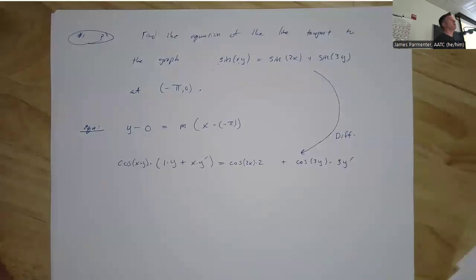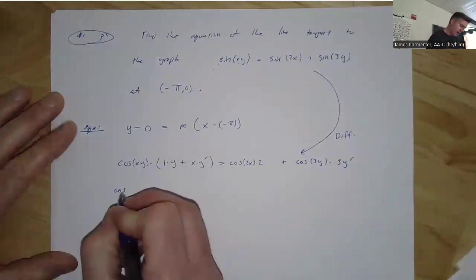The thing I really wanted you to see with this implicit differentiation problem versus the other one we did is that in this one, since you're being asked to find the slope of a tangent line at a particular point, plug in your point right after you differentiate both sides. There's no need to do any more algebra solving for y prime here. Just plug in negative pi for x and 0 for y. So doing that, let's see what we get.